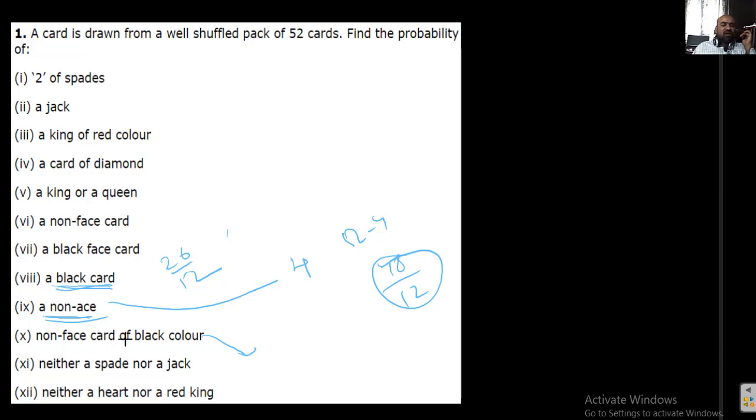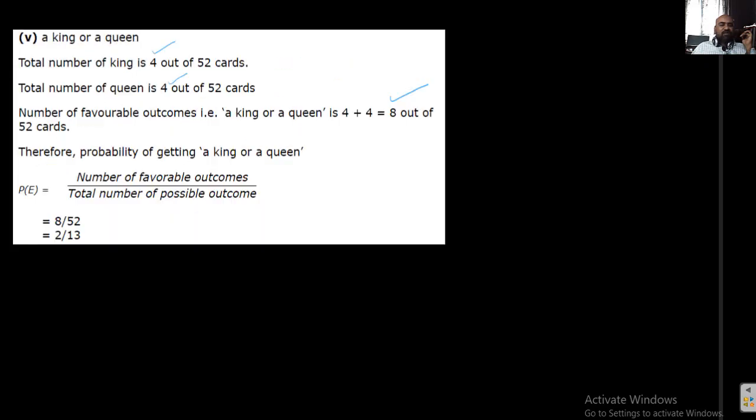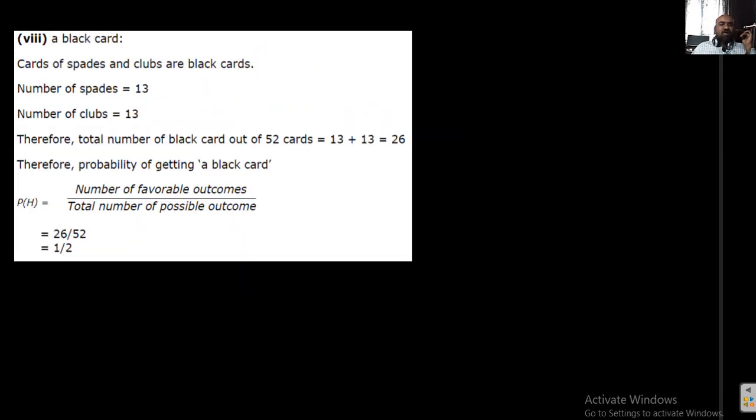Non-face card of black color: actually black cards are 26, in 26, 6 are face cards, so 20 are non-face black cards. So 20 by 52 is the answer for problem number 10. How to write the steps, that is important, students, listen.